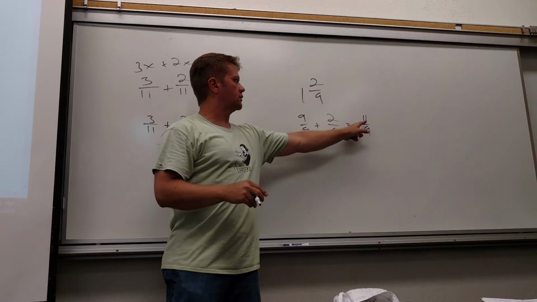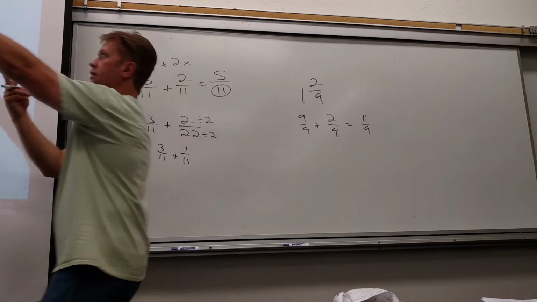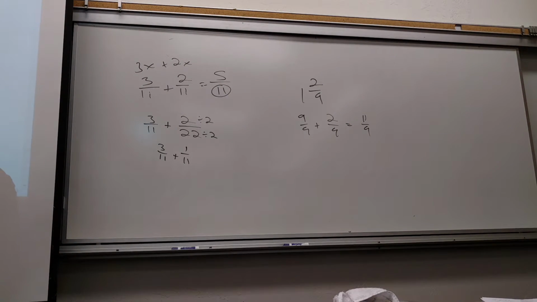Because how much extra is there on top? 2. Where do you see that visually? There. There's 2 extra, so it's not 9 over 9, it's 11 over 9, because there's 2 beyond a full. Okay, maybe.